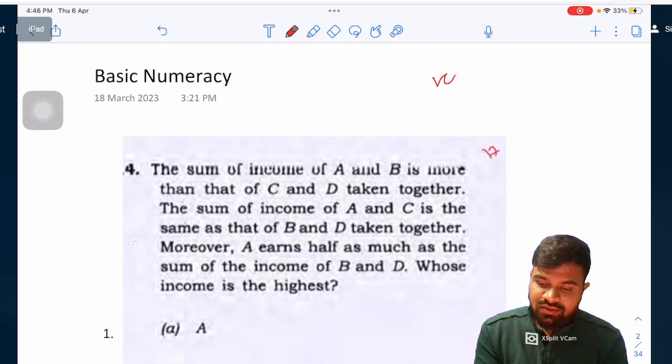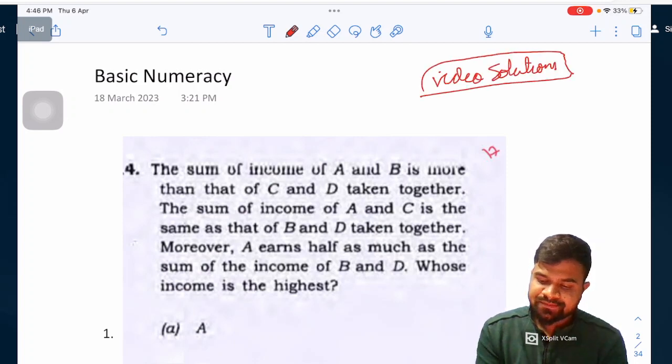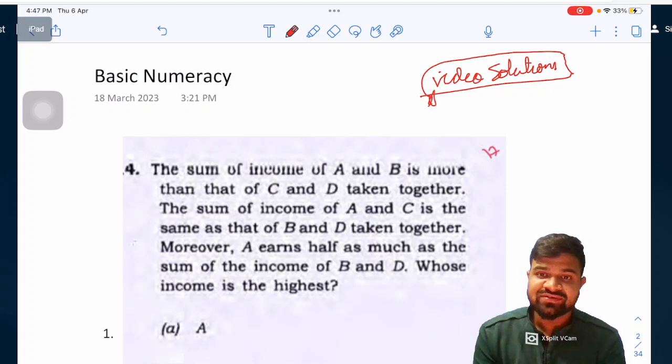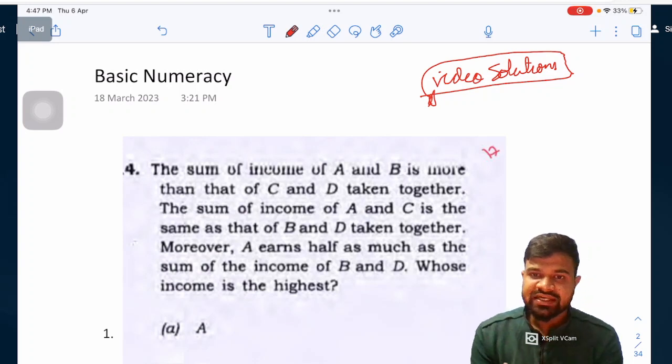for the video solutions of basic numeracy. This will be the same format as I have provided the video solutions for divisibility and remainder. So what I will do, I will try to discuss each and every question so that you can refer to this video wherever you have any doubt in these questions.